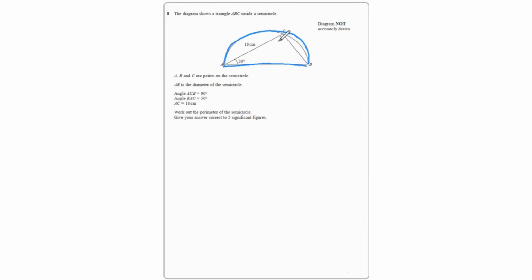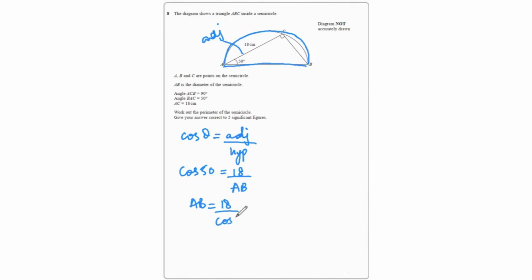So as you can see, we have a right angle triangle inside a semicircle. We have the angle, we have the adjacent. Adjacent is the length on which your angle lies. So what we need is the hypotenuse, which is AB. So we can easily use cosine. Cos theta equals adjacent over hypotenuse. So that's going to be cos 50 equals 18 divided by AB. So AB equals 18 divided by cos 50, which gives us 28.0 centimeters.